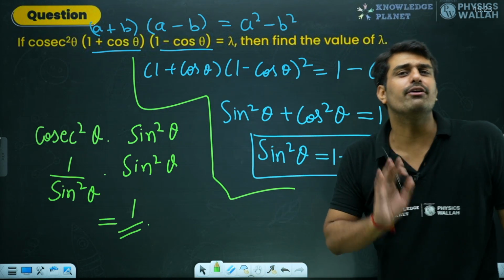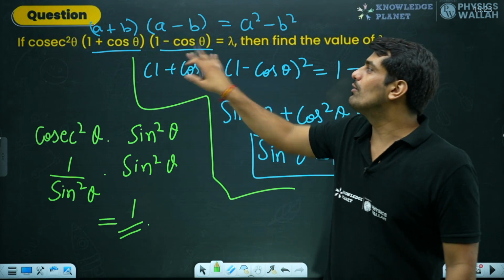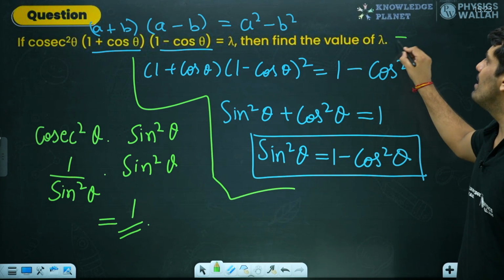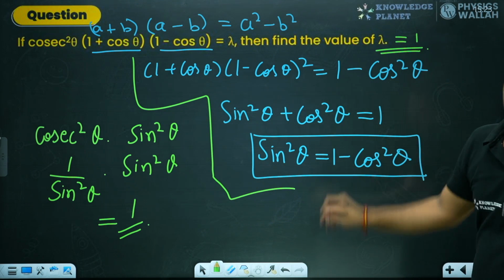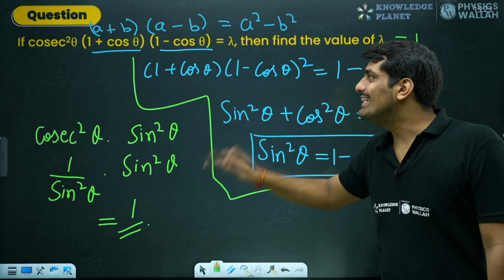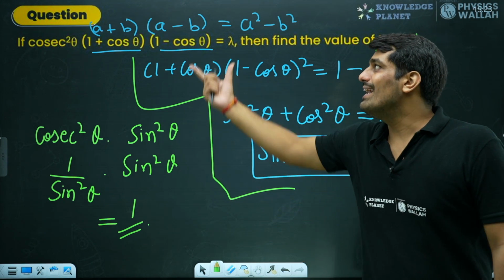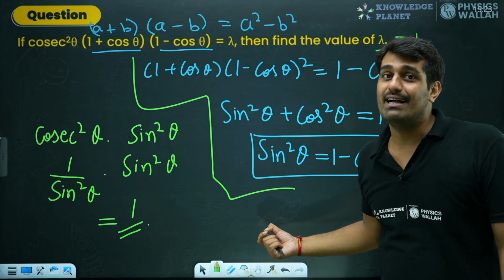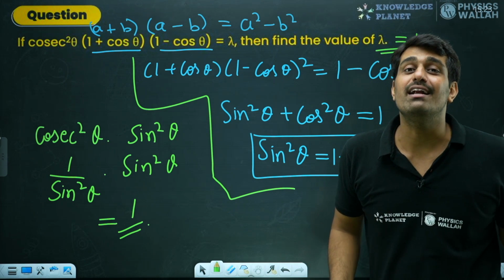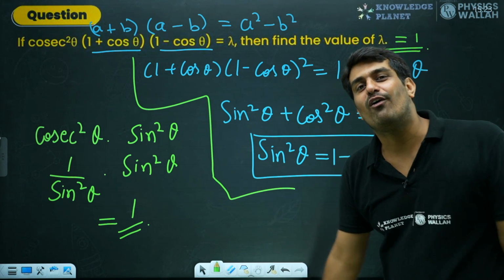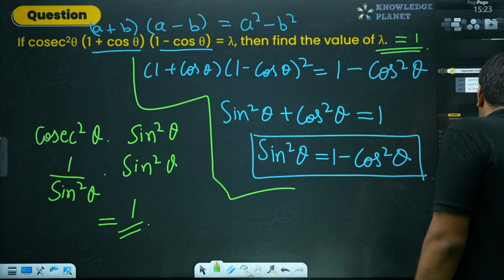Observe how simple the question was, even though the identity looked very big. So finally the value of lambda comes out to be 1. This is the problem, and nothing has been used except two things: one algebraic identity and one trigonometric identity, because maths is not learned in isolation. Every chapter is involved. Observe the question once again. We move on to the next one then.